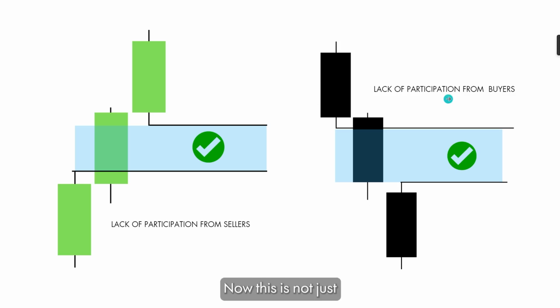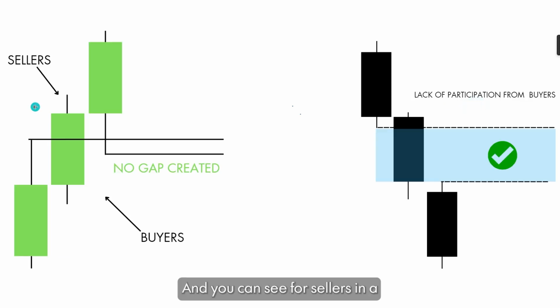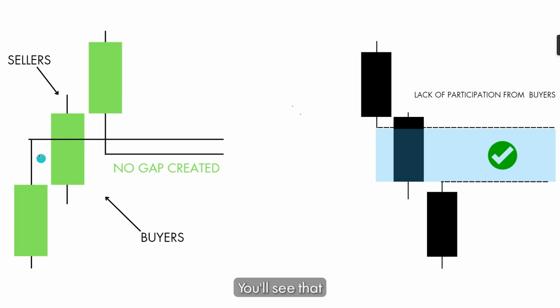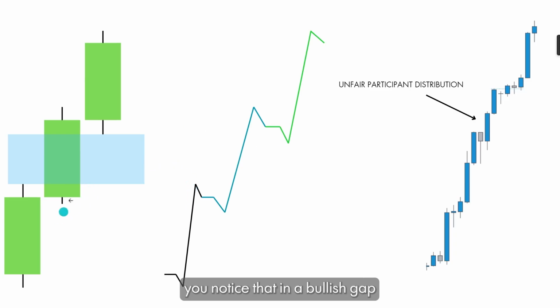Now, this is not just an understanding of this three-candle pattern. We'll be going in depth into the fundamentals behind this, okay? As you can see, for our sellers, in a scenario where we don't have a fair value gap, you'll see that the first wick and third wick align. Okay, you notice that in a bullish fair value gap, we actually have market structure that is heavily biased towards our buyers.